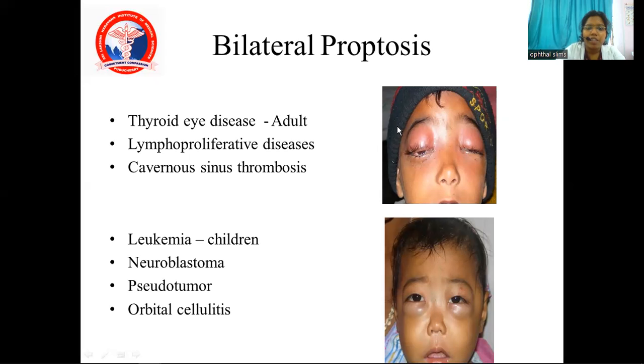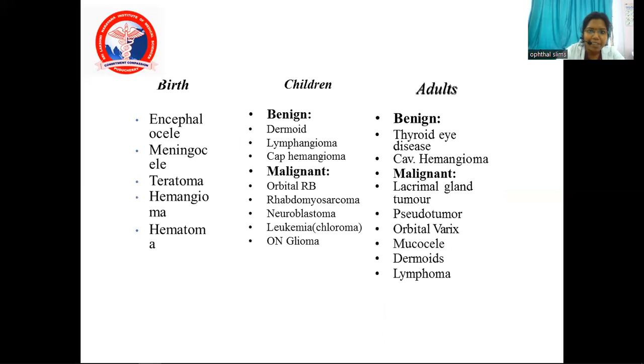Bilateral proptosis in adults is most commonly thyroid eye disease, lymphoproliferative disease, and cavernous sinus thrombosis. Whereas if a child is presenting with bilateral proptosis, we have to think about leukemia, neuroblastoma, pseudotumor, or orbital cellulitis. If a mass is present since birth, it can be encephalocele, meningocele, teratoma, hemangioma, or hematoma. If a child is presenting to us, it can be a benign lesion or a malignant lesion.